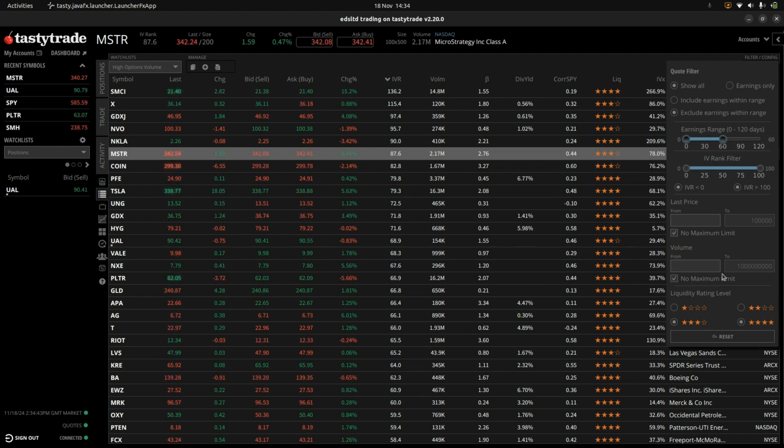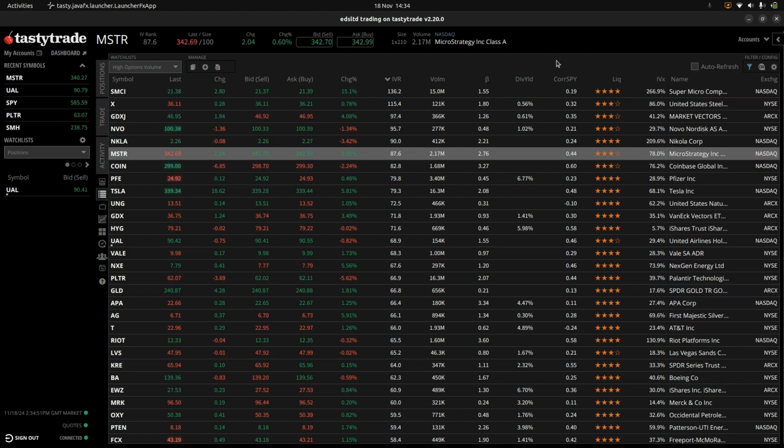So in addition to that, we want to filter out anything that has a low liquidity rating level. We only want to be trading nice and liquid underlyings. The underlyings themselves need to be liquid, but then also the options on top of the underlyings need to be liquid as well. We don't want to be paying wide spreads, and we want to be able to get in and out of positions easily. And of course, we want to be paying tight spreads.